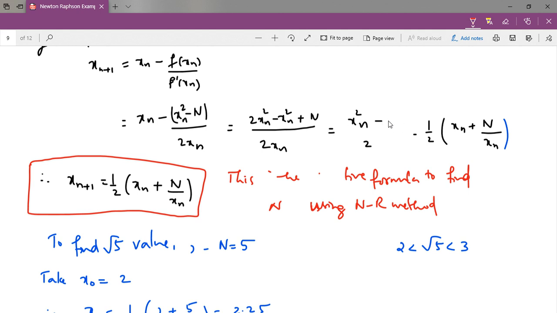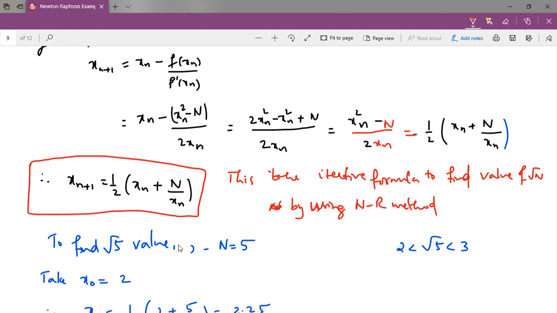So put the value of f of x n and f dash of x n, take the LCM and simplify. So this is going to be x n square minus n divided by 2 x n. So take 1 by 2 common. So then it will be 1 by 2 into x n plus n by x n. So this is the iterative formula to find the value of root n by using Newton-Raphson formula.